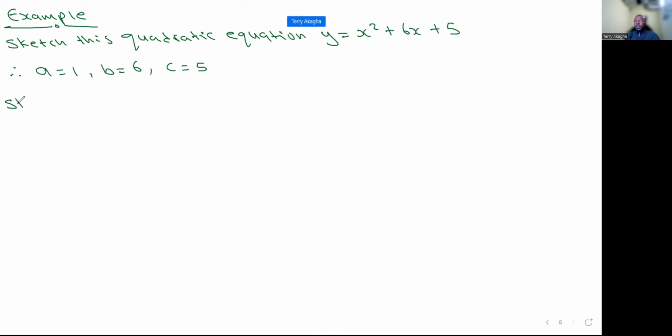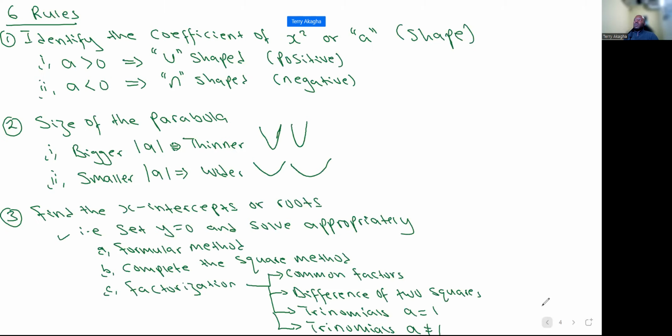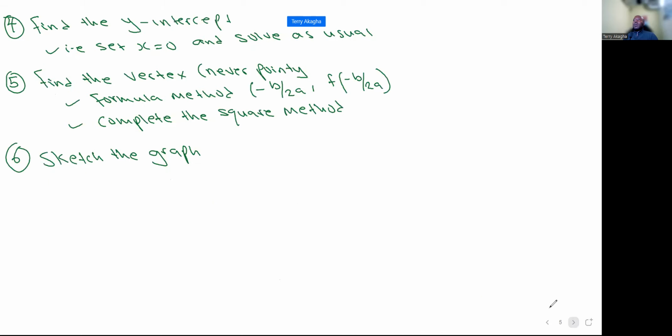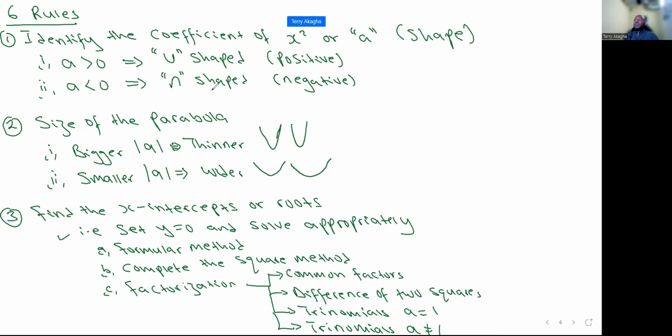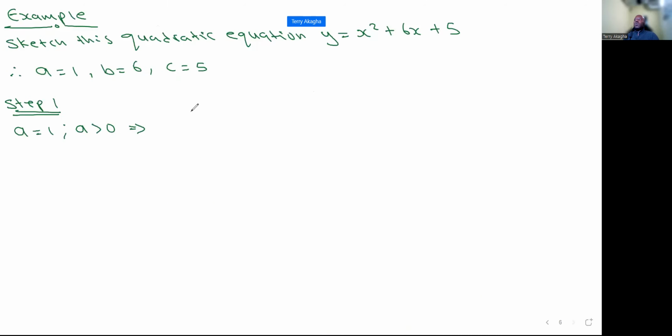Step 1. What's the first thing to do? The rule said we need to find the shape. Now, if a is greater than 0, it's going to be U. A less than 0 is going to be n. So let us go back. What's our a? Our a is 1, so therefore a is greater than 0. And because a is greater than 0, it will be U-shaped. So that means the graph we're going to draw is going to look like this. Good? Now step 2.